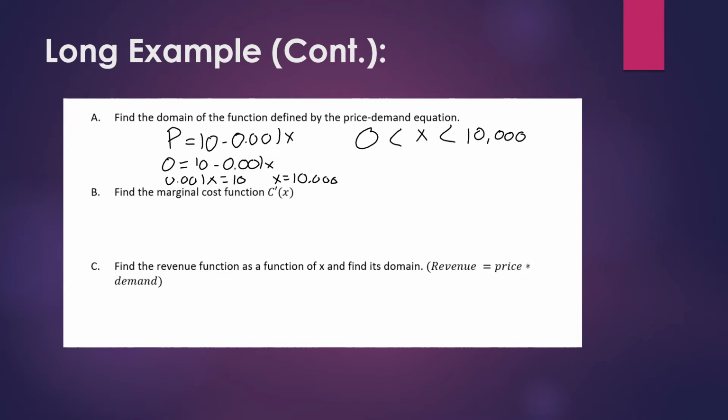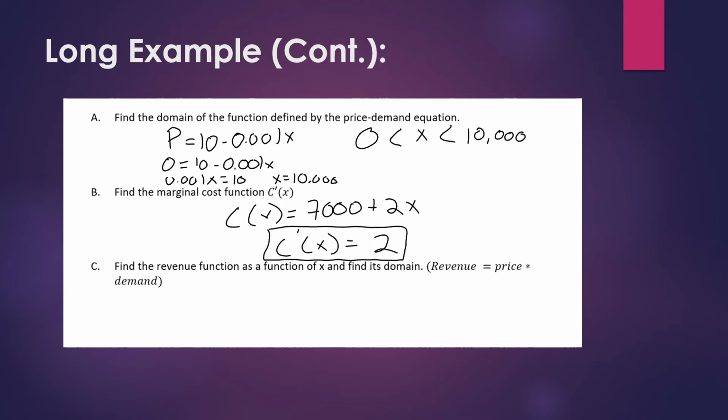For B, it wants us to find the marginal cost, C prime of x. So C of x, that was 7,000 plus 2x. So C prime of x, the derivative of 7,000 is 0, the derivative of 2x is 2. So C prime of x is just 2.